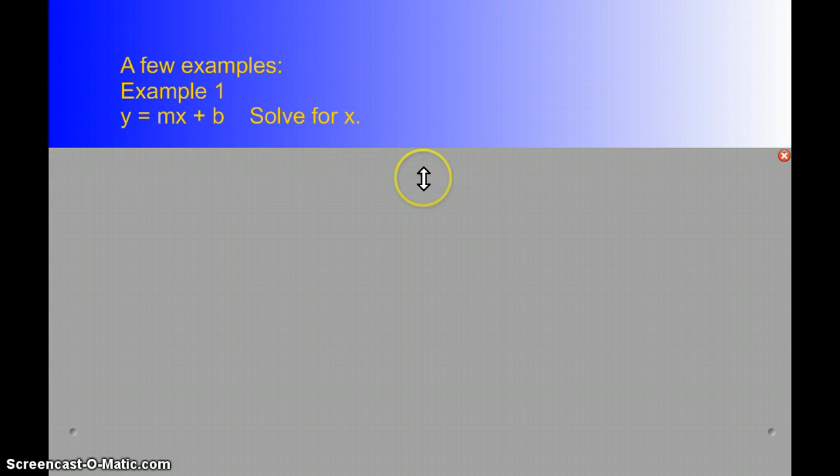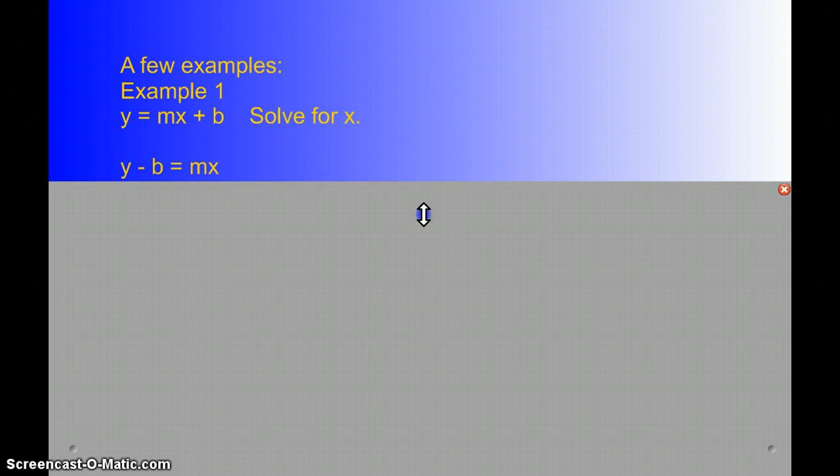Well, for a lot of you, this is going to be a very natural process to use the linear equation stuff we know from our previous units to simply say, well, if I want to get x by itself, I have to get rid of plus b. So therefore, I subtract b from both sides, which leads us to y minus b equals m times x.